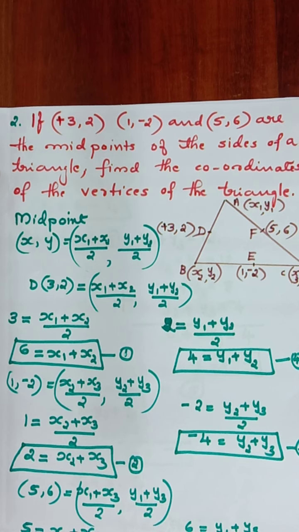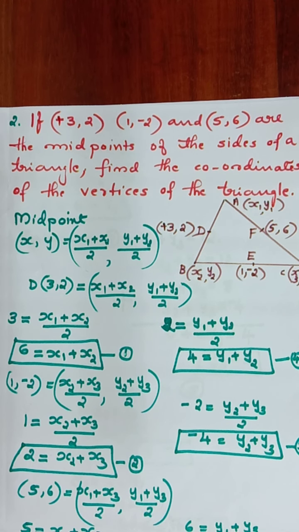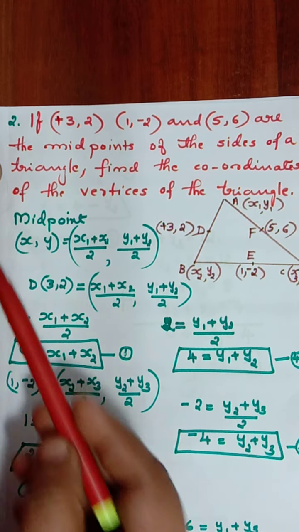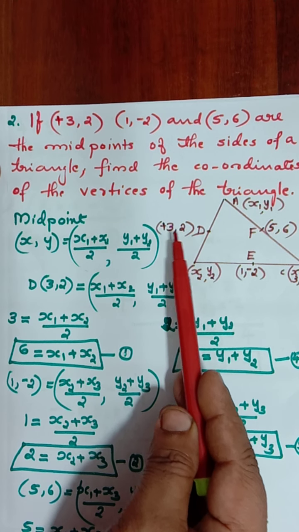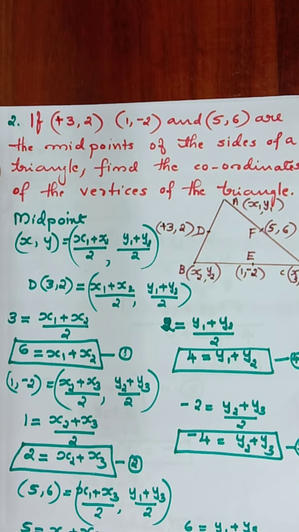In the previous question, that is the second question, you consider the first midpoint as positive 3, 2. So just change it as positive 3, 2. Therefore D will be positive 3, 2. According to that, we have done this problem.